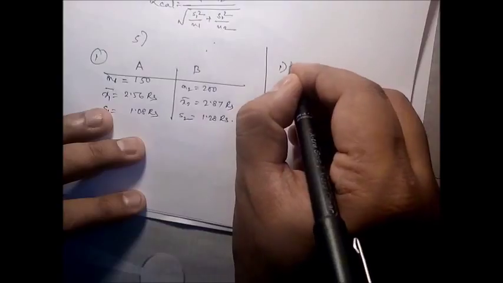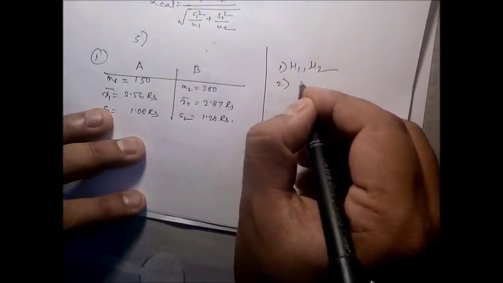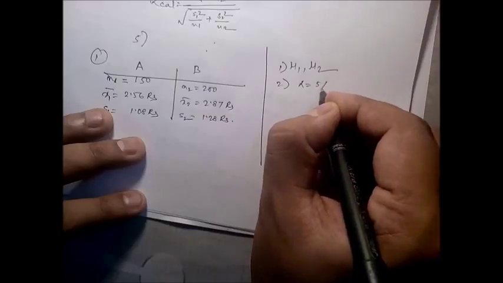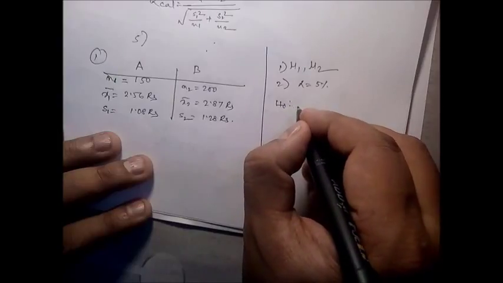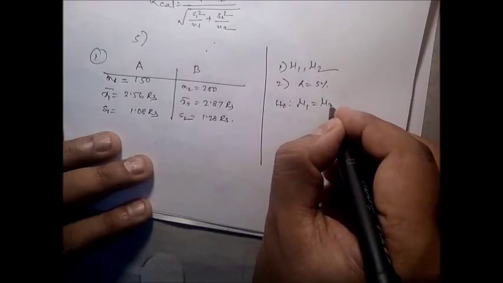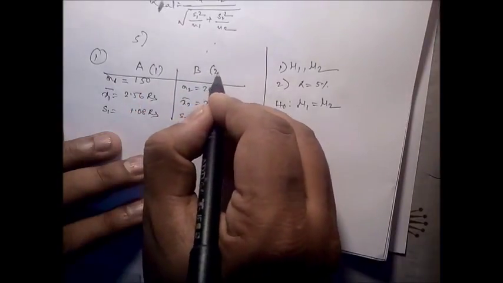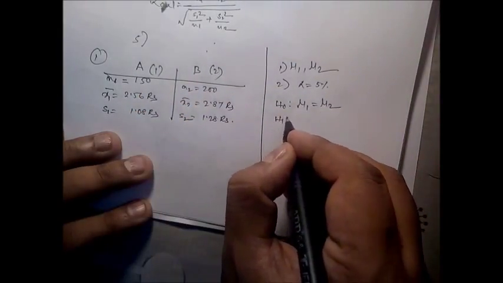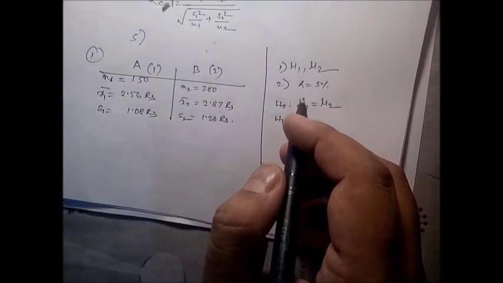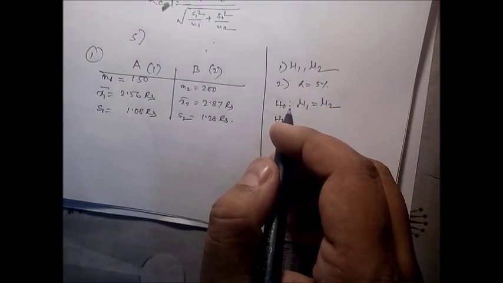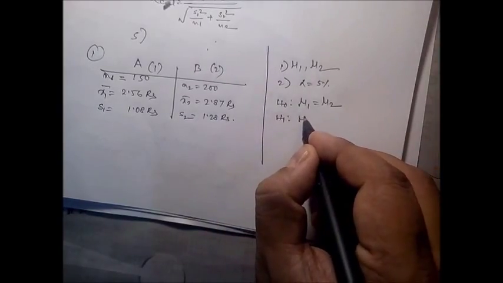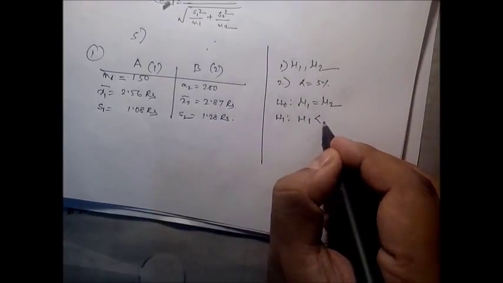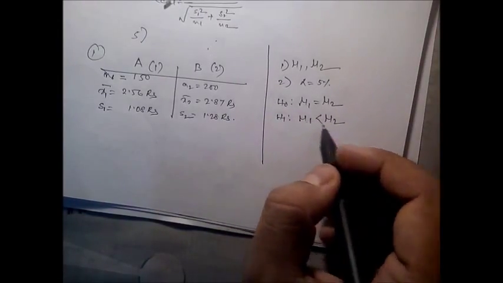Now the steps: parameter of interest mu1 and mu2, level of significance alpha assume 5%. Clear? Okay, now H0 null hypothesis is what? Mu1 is equal to mu2. So this is plant 1, this is plant 2. And alternative, the question is, can an applicant safely assume that hourly wages paid by plant B are higher than those of plant A? So mu1 is less than mu2. So here you have to use the left tail test.